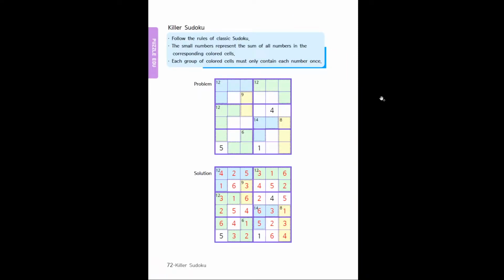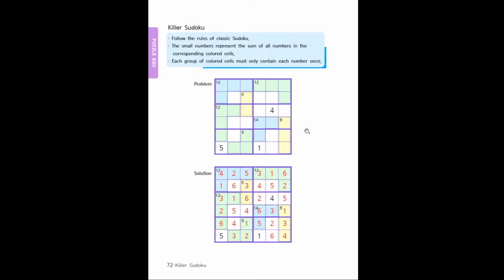So the rules are just like those of classic Sudoku with two additional rules. The small numbers represent the sum of all numbers in the corresponding colored cells. And each group of colored cells must only contain each number once. The small numbers I'm referring to are shown here in the corner of these cells.